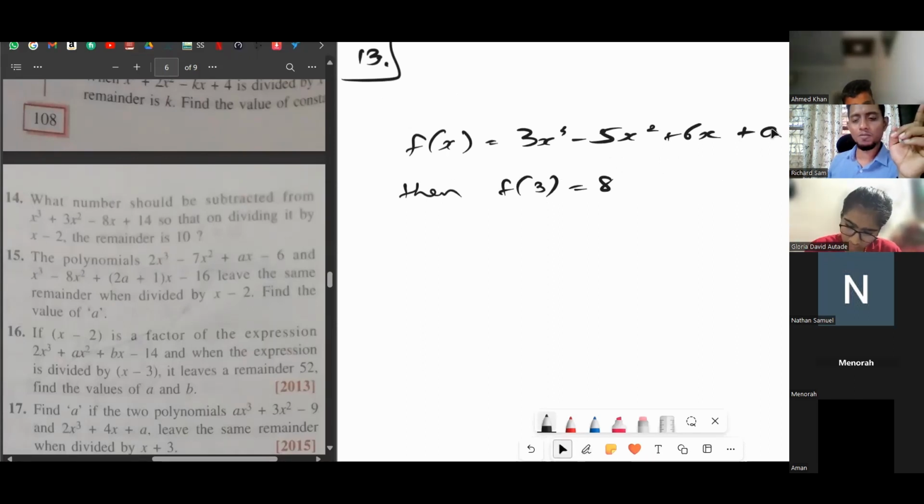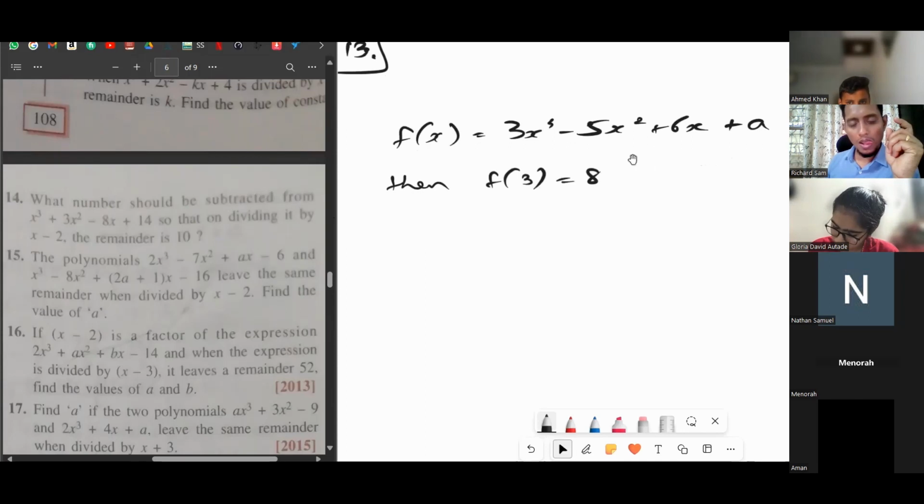Subtracted means instead of plus a, like how for addition we put plus a, for subtracted you just have to put a minus a. Whatever we're subtracting, we have to find, no? So put minus a along with the polynomial. And we have to make it the subject.